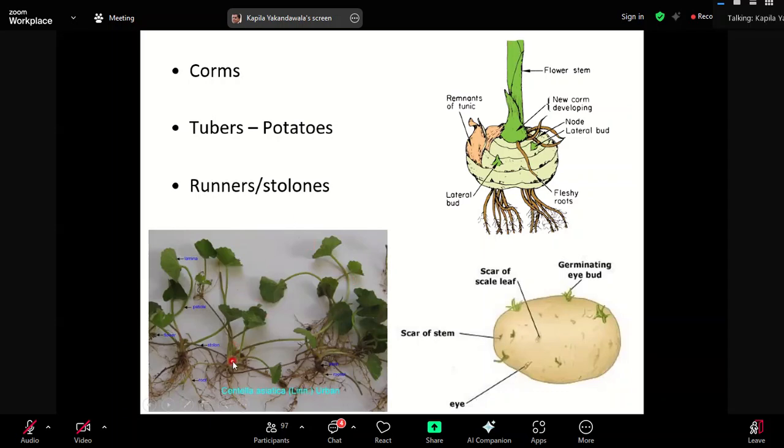Then go to Centella asiatica, the stem is a runner or stolon. So it helps in extension of the plant.